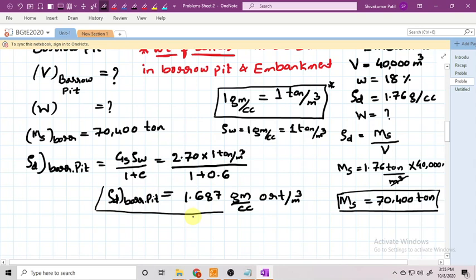Still we have not got our answer. Our requirement is to find the volume of the borrow pit. How can I find it? I know the dry density and the mass of solids in the borrow pit, so I can find the volume. Dry density is equal to mass of solids divided by total volume. I want to find the volume, so how can I find it?